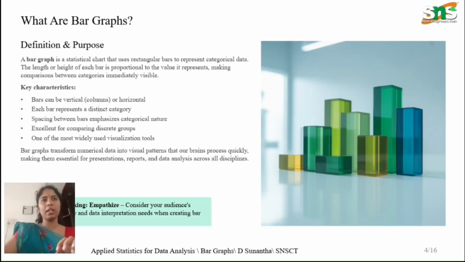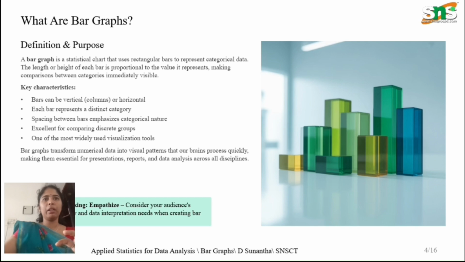A bar graph is a statistical diagram that uses regular rectangular bars to represent categorical data. The height or length of each bar is proportional to the value it represents. The bars may be vertical or horizontal. Every bar represents one category. Equal width and equal spacing must be maintained. Taller bars represent larger values. Because of these features, bar graphs make comparison very easy. They are among the most frequently used graphs in data analysis and business reporting.